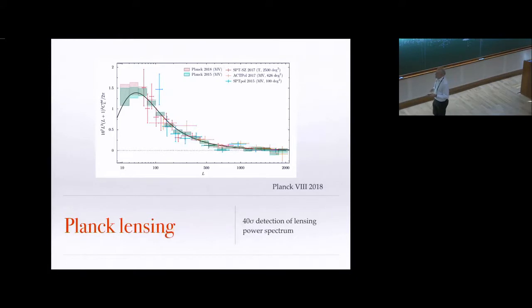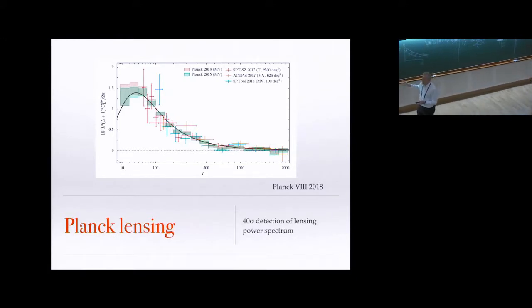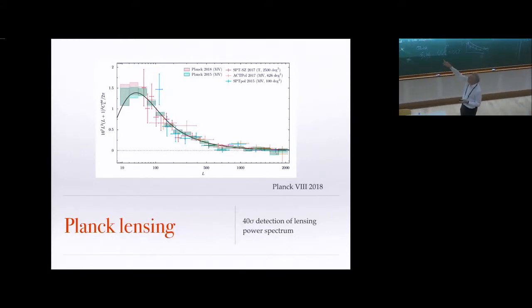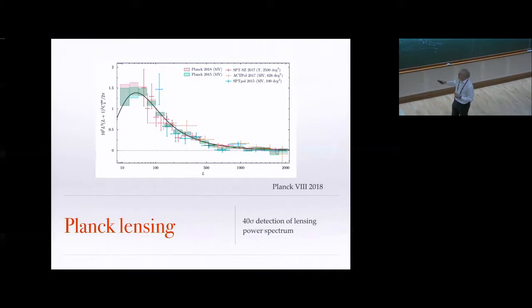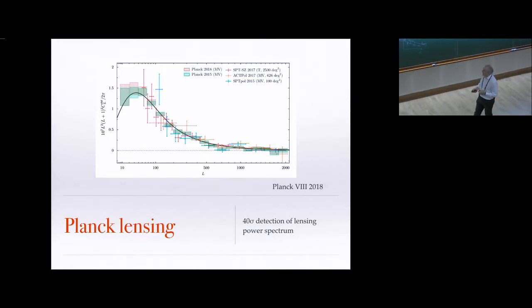This has been measured, so I won't go into details about how, but there are a couple of different ways. This is from the latest Planck lensing paper. The predictions from Lambda CDM are the solid line, and these are the measurements from Planck and also from some of the smaller angle experiments. I think it's something like a 40 or 50 sigma detection of the lensing effect.